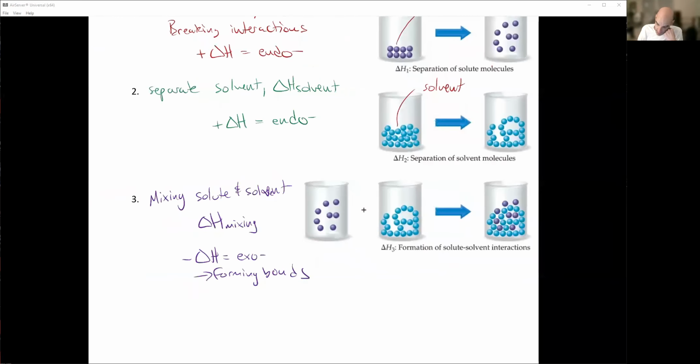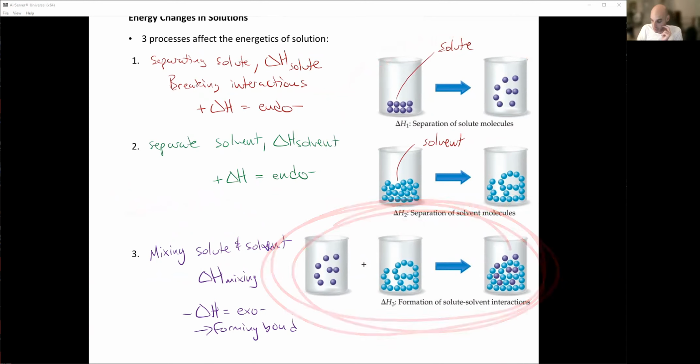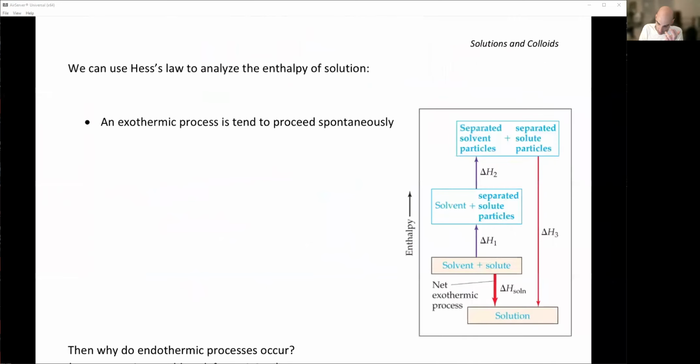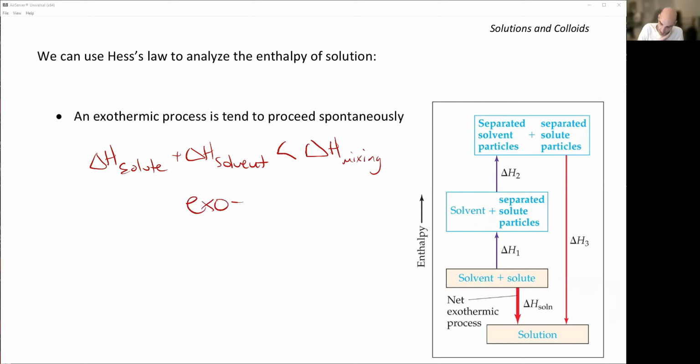And ultimately the question is, if something will dissolve, this process has to be greater than those two, right? So if I want these two things to work, if this is going to proceed spontaneously, I need the delta H of solute plus the delta H of solvent, the cost of those two things, to be less than the delta H of mixing. If this occurs, this is going to be an exothermic reaction, right? So the mixing is greater, that gives us a better return on energy.